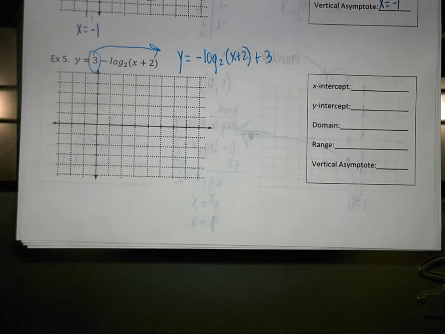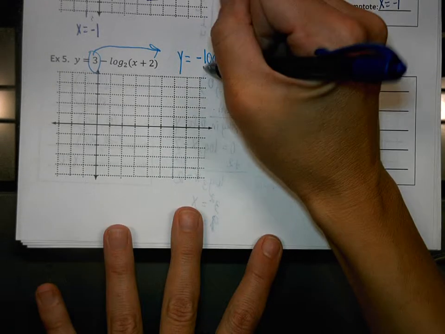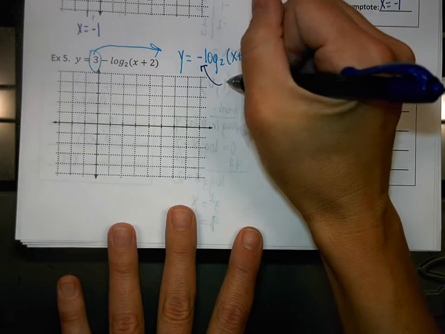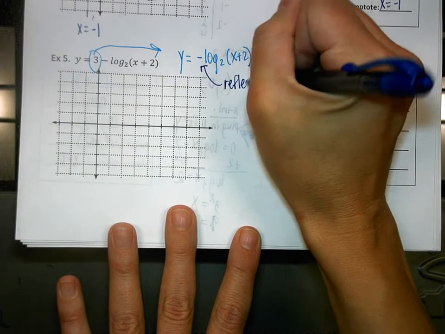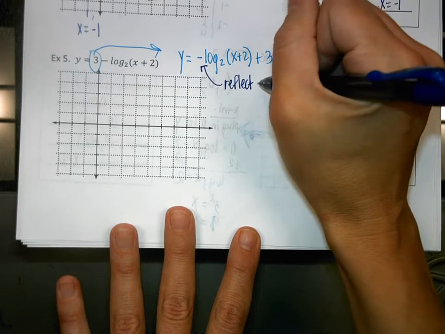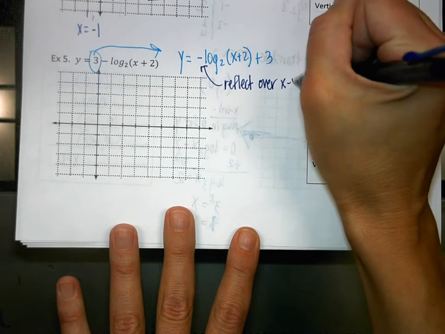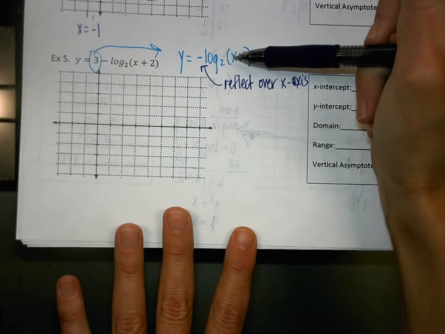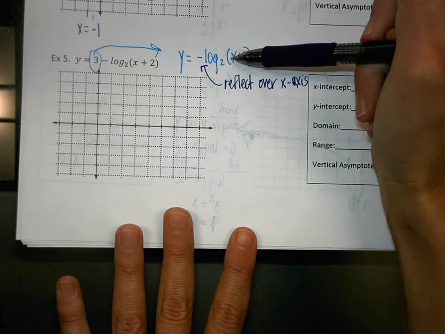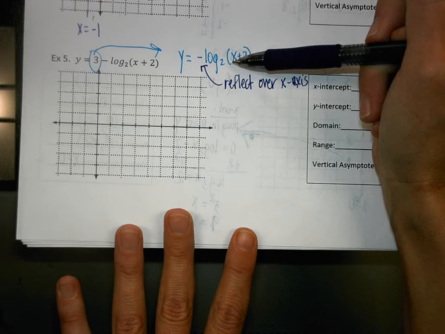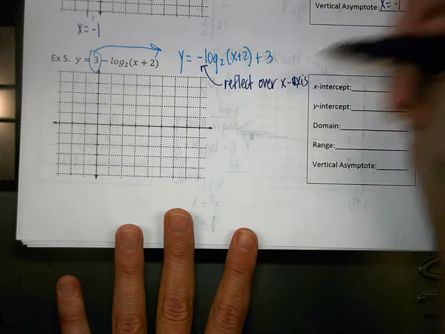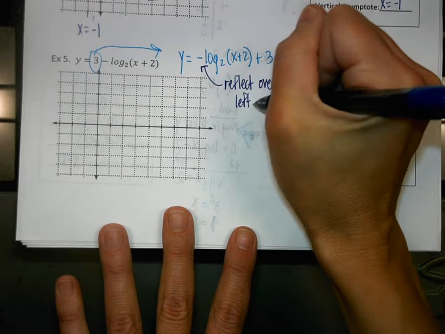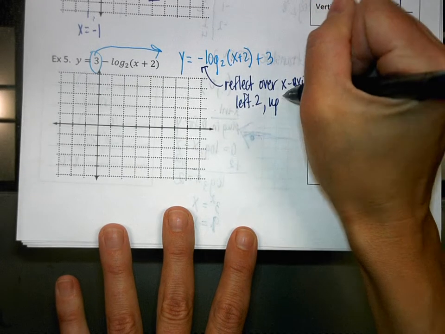A few things are happening here. First of all, what does that mean when we have the negative in front? Reflect over the x-axis. And there didn't happen to be any reflections over the y-axis. But if you had a negative in here with the x, that's when we'd reflect over the y-axis. Okay? And then what other ways is this going to translate? Left 2, up 3.